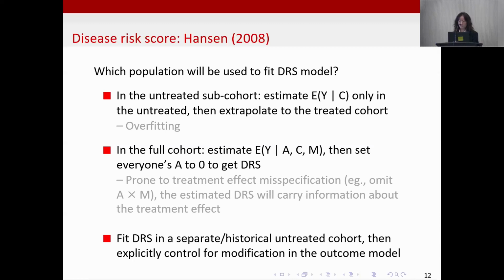And the second conventional approach is to use the full cohort. But this one needs the correct specification of M. If we don't know which variables are modifiers, but just control for the main effects, then the estimated DRS may carry information for the treatment effect. These two methods are called same sample methods. And in Hansen's paper, he suggested that we use a separate control cohort to fit DRS, then estimate DRS in the main study cohort, then control for M in the outcome model.